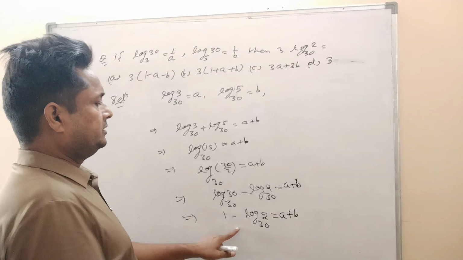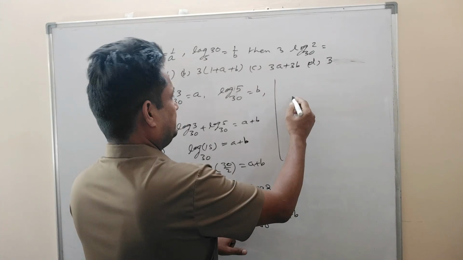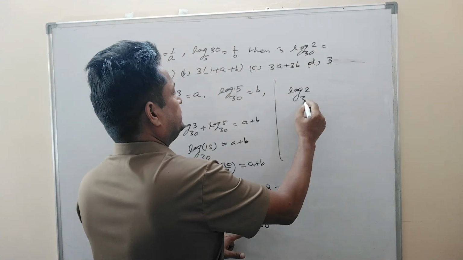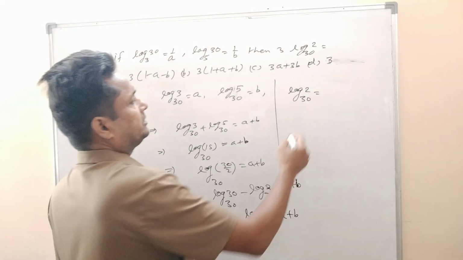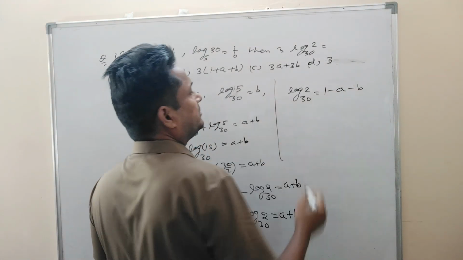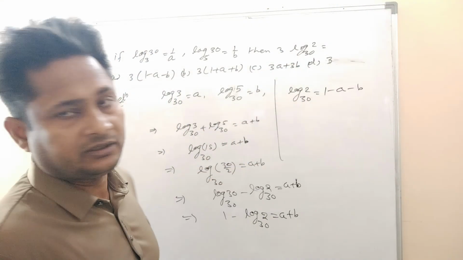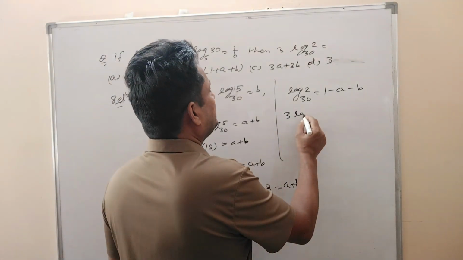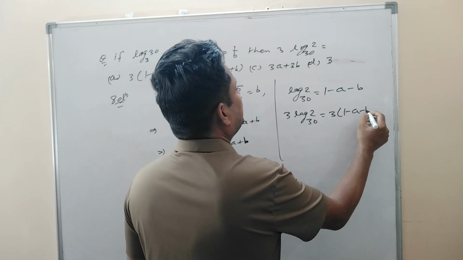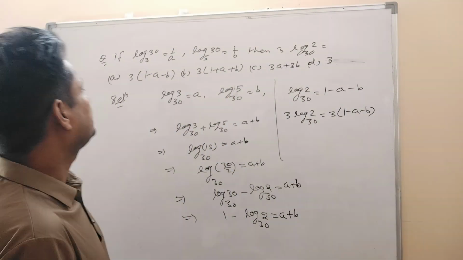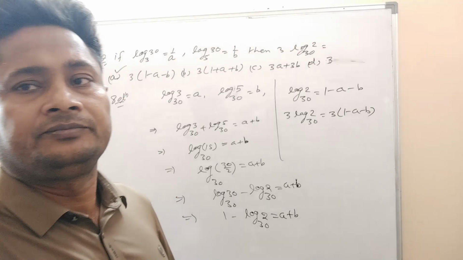So solve this one, find out log 2 base 30 from here. Log of 2 base 30 will be how much? Take it to this side and these two terms to the left hand side. So it will be 1 minus a minus b. You have to find 3 times, so multiply both sides by 3. So 3 times log of 2 base 30 will be equal to 3 times 1 minus a minus b. So this is the answer. That means the first is the correct option.